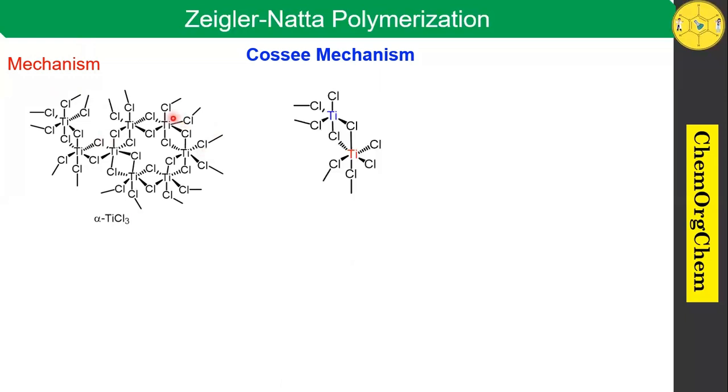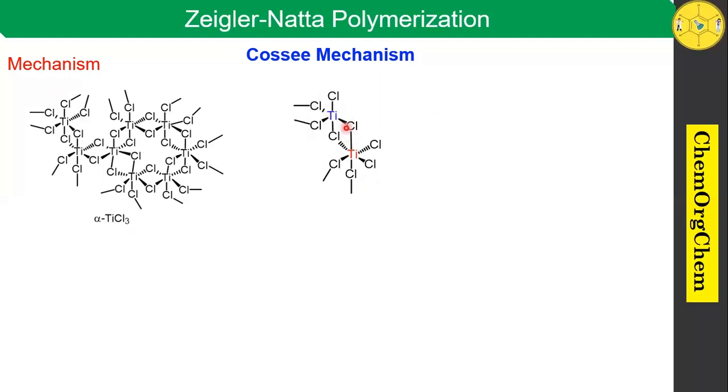So now consider only this one. This titanium is present in the inner phase, while this titanium is present on the surface. Therefore, this inner titanium is surrounded by 6 chlorine atoms. However, the titanium present on the outer surface is surrounded by only 5 chlorine atoms.